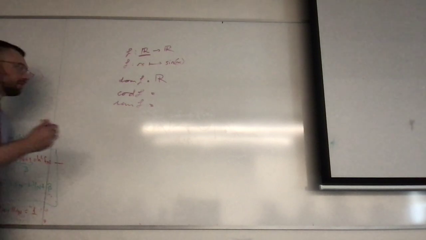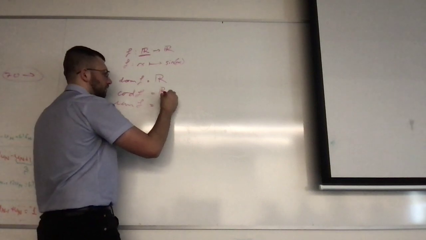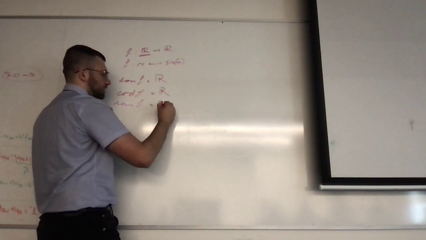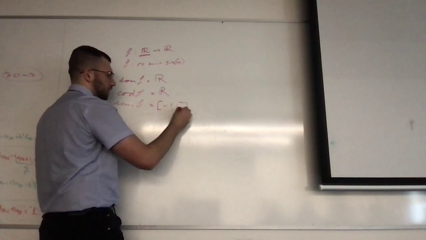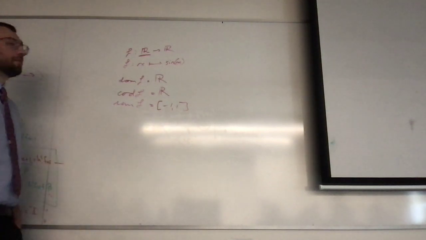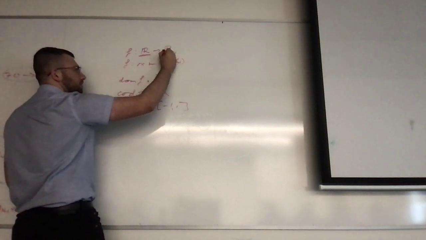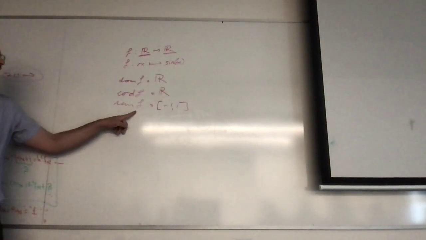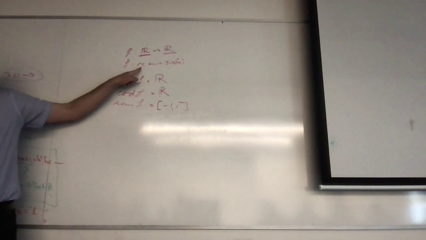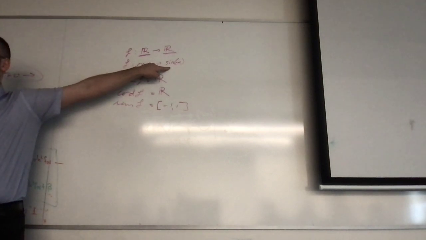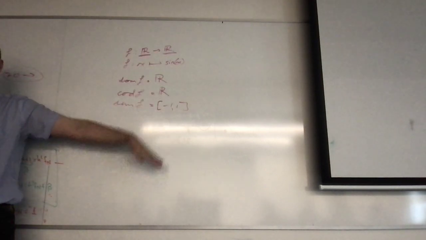This one's a little tricky. The difference between codomain and range, people often get confused. In this case, the codomain is R, and the range is the interval -1 to 1. So they're different. The codomain is always what you have here. The range is the set of things that this function can reach, right? Sine of x only goes between -1 and +1.